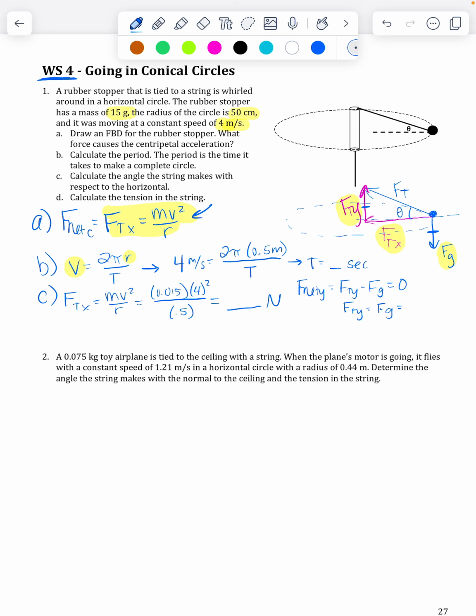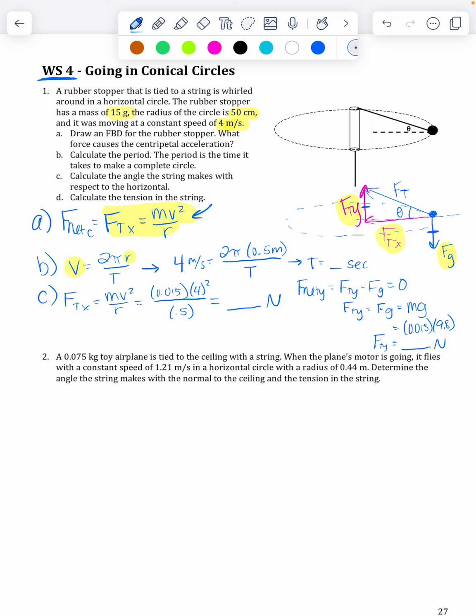And so I can do, back to our unit 2 equations, FG is mg to solve for that. So then I can take the mass, which is 0.015, times the gravitational field strength on Earth, which is 9.8, and I can solve for some amount of newtons. So grab your calculator and solve for FTY right there. So now that I know FTX and FTY, I can solve for the angle using a trig function.